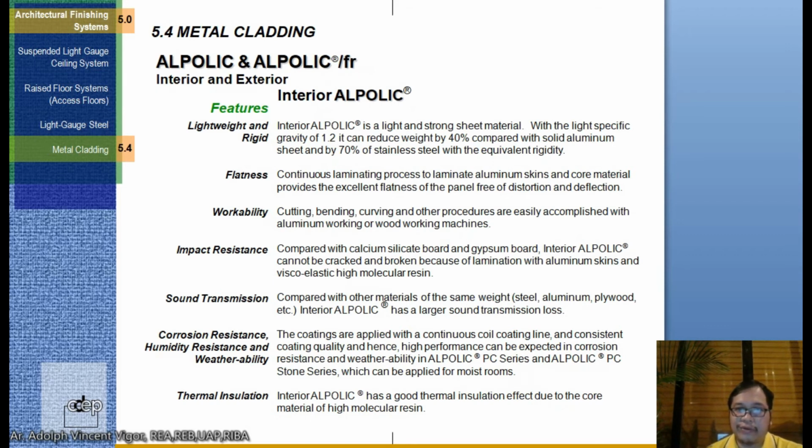Then let's go to metal cladding. So I think from this PowerPoint, they introduce this Alpolic or interior Alpolic. So its features are lightweight, flatness, workability, impact resistance, sound transmission, corrosion resistance, and thermal insulation. But there's a lot of metal cladding available nowadays, class, when you check with your different manufacturers or suppliers.